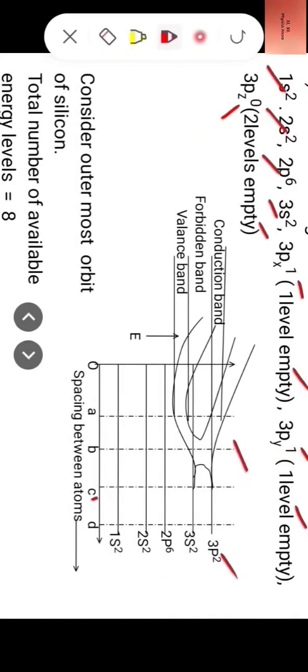Now look at this diagram carefully. On the X-axis we show the spacing between atoms and on the y-axis we show energy. And these horizontal lines show various shells. This is the 1s shell which contains 2 electrons. This is the 2s shell which contains 2 electrons. This is the 2p shell which contains 6 electrons. It is the 3s shell which contains 2 electrons, and it is the 3p shell which contains 2 electrons as per electronic configuration, of course.